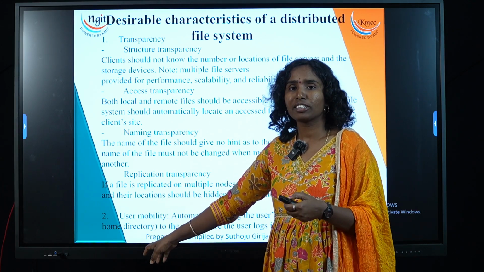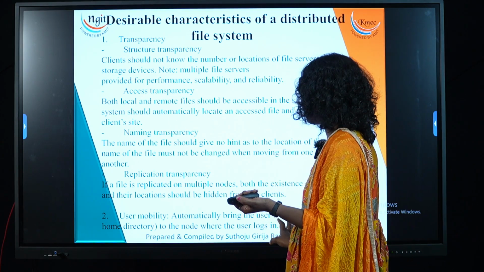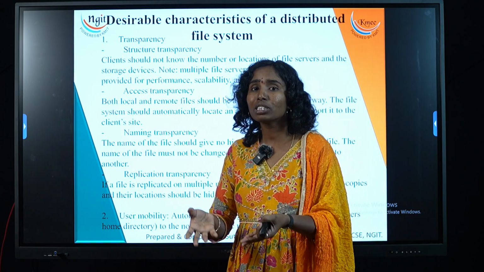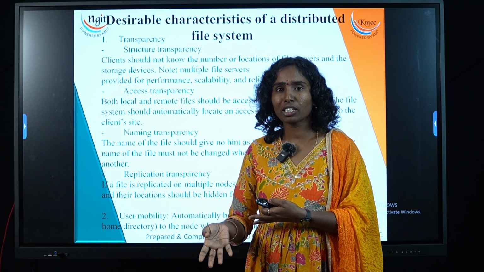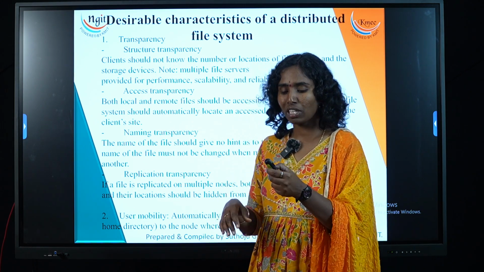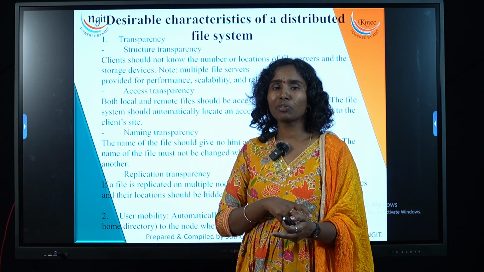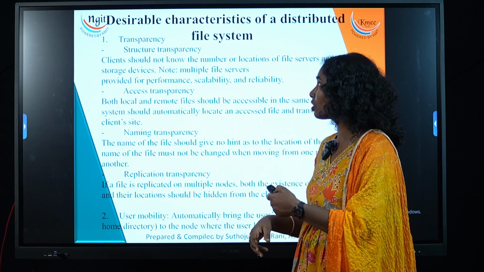The second characteristic is user mobility. This is nothing but your users, who are taking the data, must be able to visit the home directory always, or else the path whatever we are having. Users can move from one network to another network, but the data should be uniquely given to all the users.